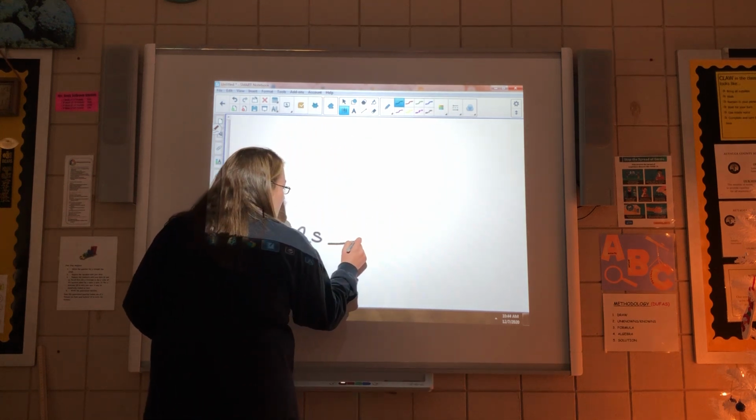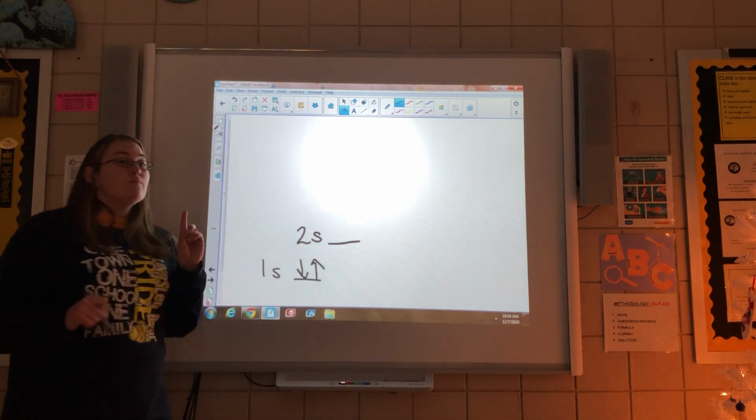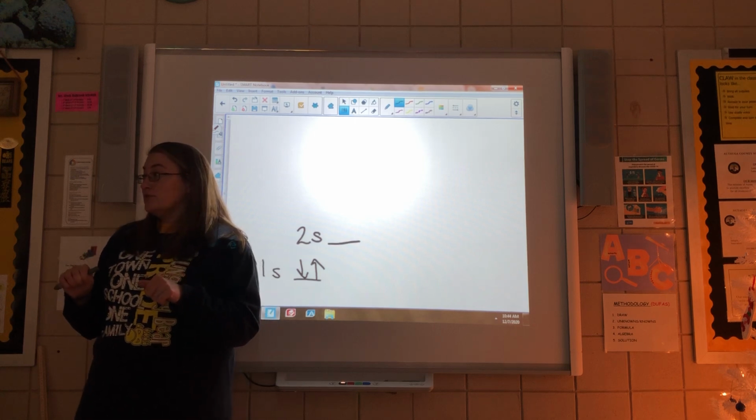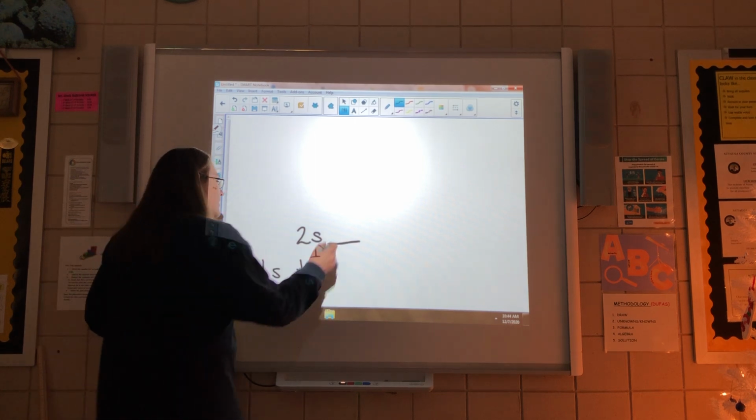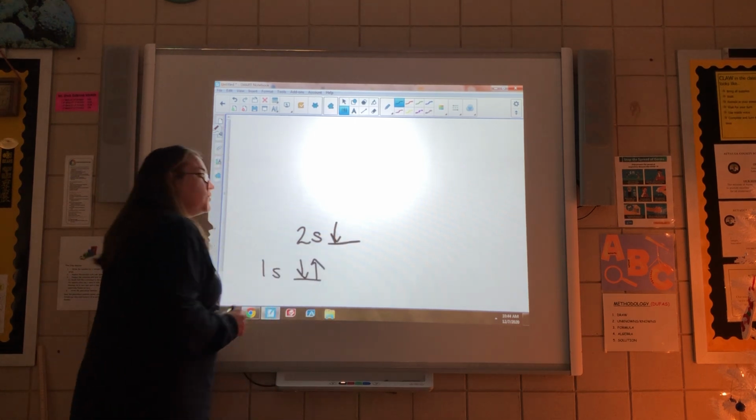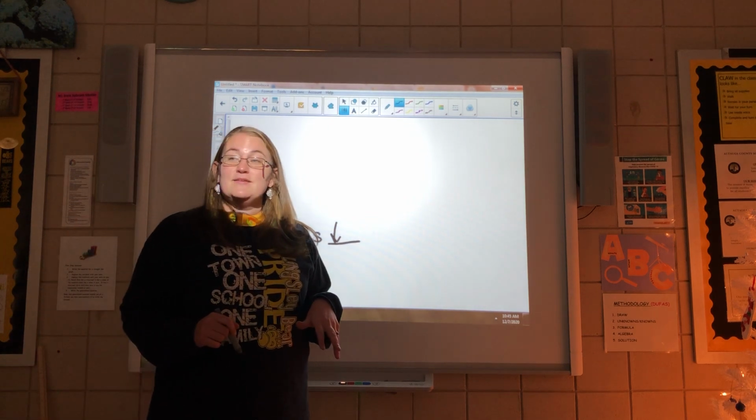So here's going to represent our bed. Which bed gets taken first? The bottom. The bottom bunk, okay? So the bottom bunk is first. Which bed is next? The top.